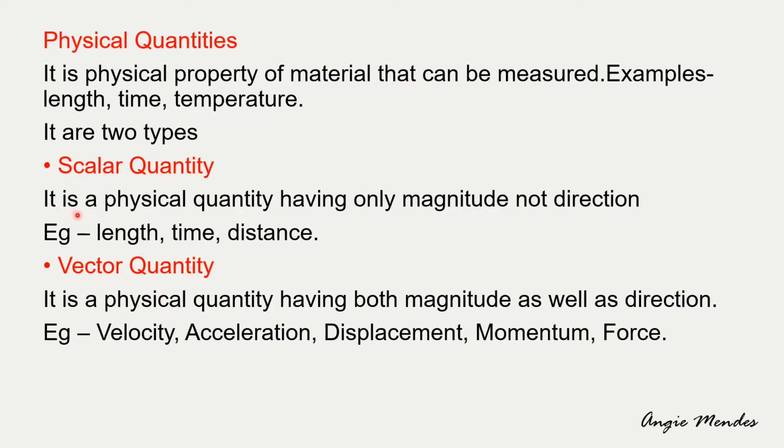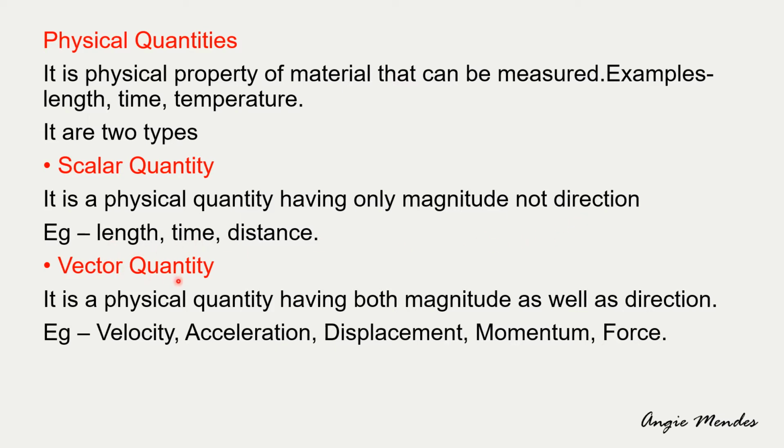Scalar quantity is a physical quantity having only magnitude and not direction, which means we can express this quantity with the help of numbers and it is not dependent on direction. For example, length. It is easy to tell the length of a room or maybe the length of a string. It does not depend on the direction.